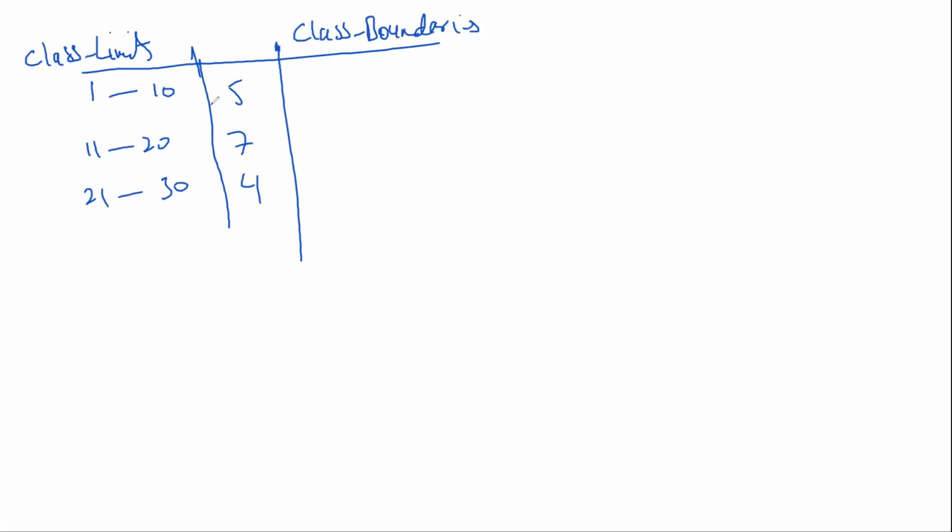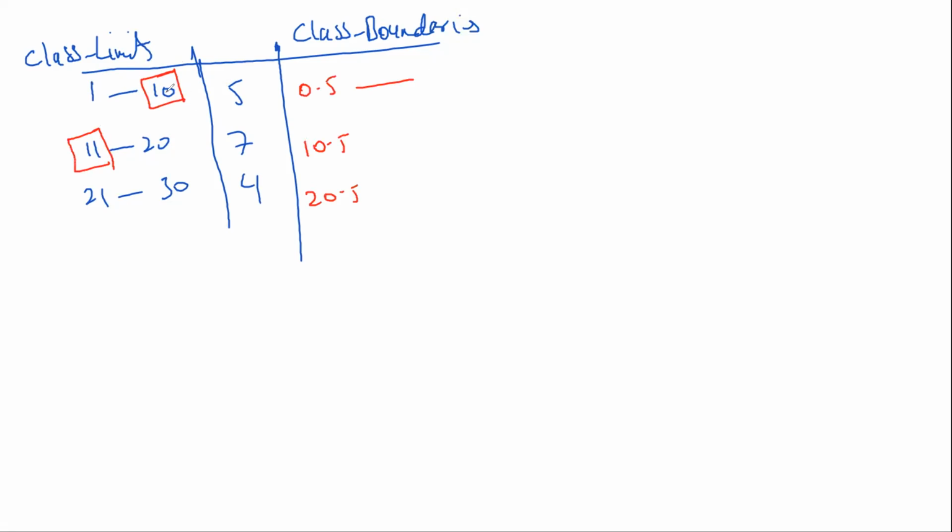How do we do that? We just find the difference of the upper class limit of a group and the lower class limit of the next group. What is the difference between these two numbers here? 1. And then you halve that difference. Half of 1 is 0.5. So you take off 0.5 from all these lower class limits. So you have 0.5 here, you have 10.5 here, you have 20.5 here.